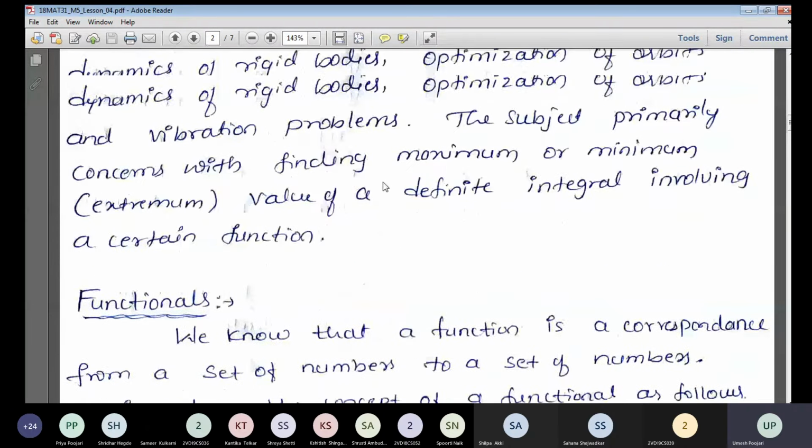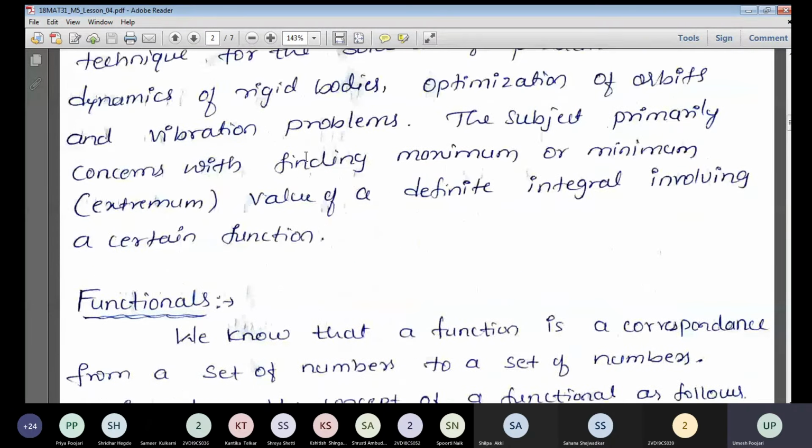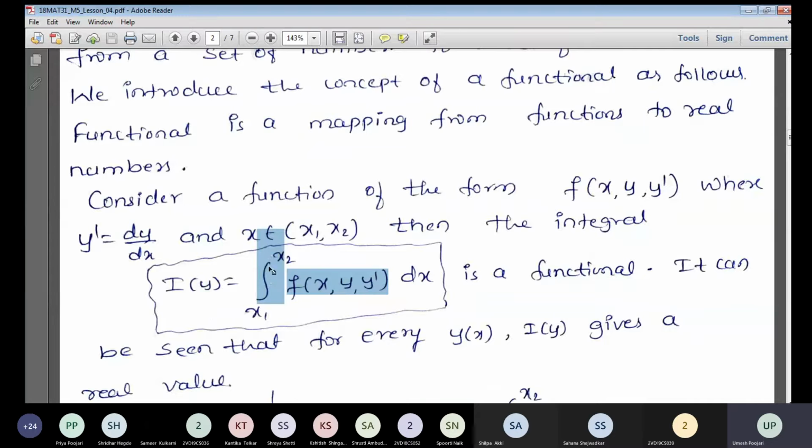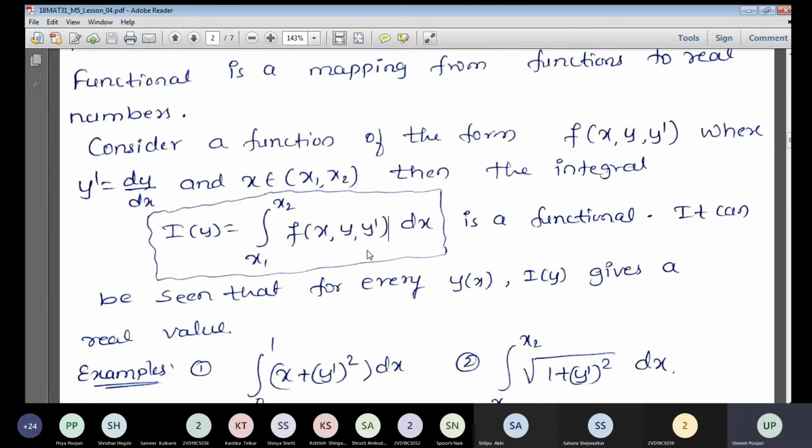That's why we have discussed this here. This subject is primarily concerned with finding the maximum or minimum value of a definite integral involving a certain function. So which one is the definite integral? This one, integration from x1 to x2, is the definite integral. This integral is involving some function. Which is that function? F of x comma y dash. So these types of terms are called functionals. So the function under the definite integral is the functional.